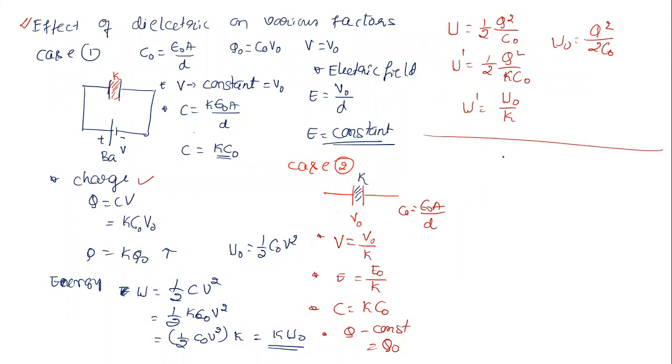Now I'll take the next thing. I'll take 2 capacitors, and they are connected with the help of some plug key. As you close the plug key, what will happen? They start sharing the charges. Initially the charges are taken as Q1 and Q2. Final charge will be what now? The total charge remains constant, that is Q1 plus Q2.